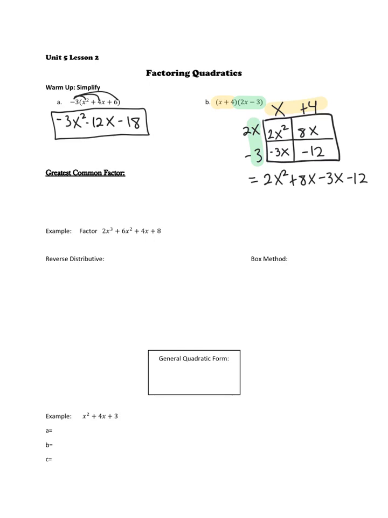And then you're going to combine your like terms. So I can combine the 8x and the negative 3x. And that gives me a positive 5x. And that would be my answer. Okay, so that's just kind of reminding you how to multiply different things out.